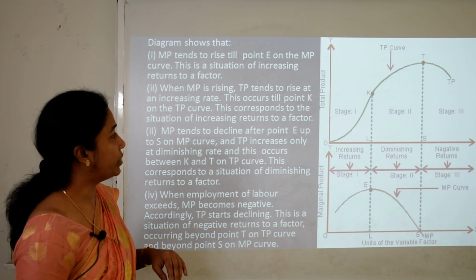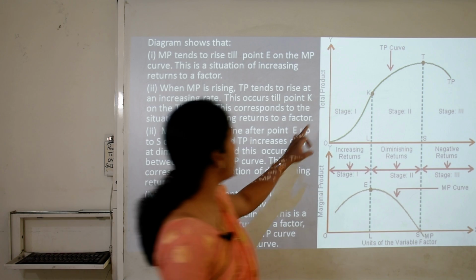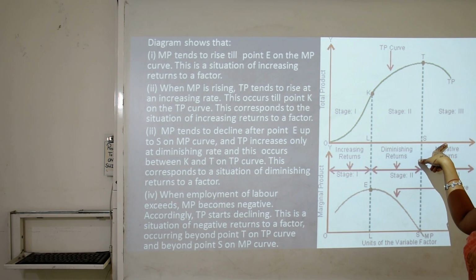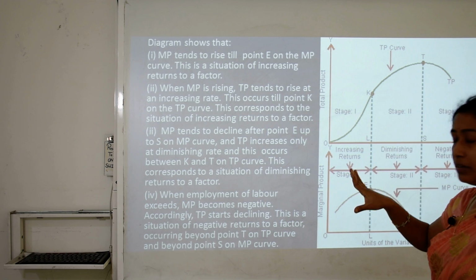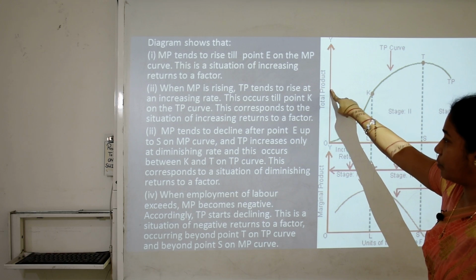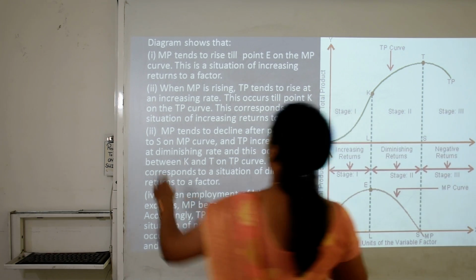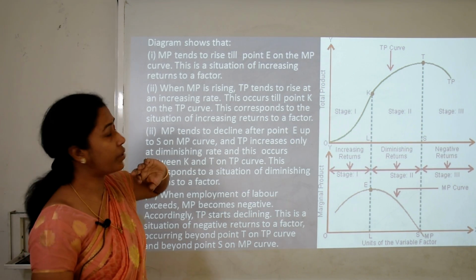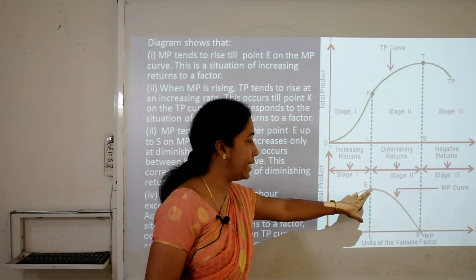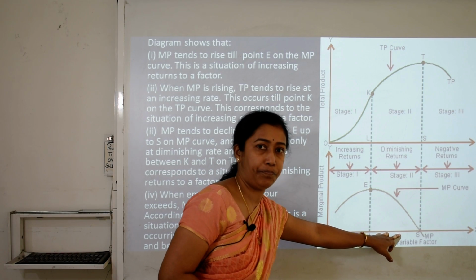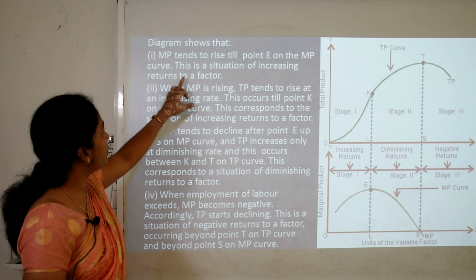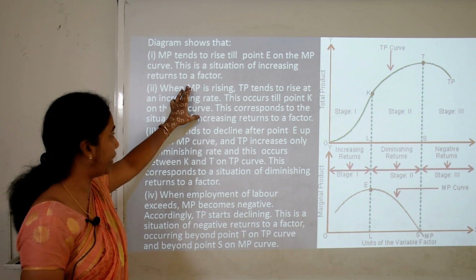Now in the diagram, you can see that this is total product. This is units of the variable factor which we are changing, that is labor, whereas land, which is a fixed factor, remains the same. This is marginal product, and this is total product on the OY axis. Here we can notice that marginal product tends to rise till point E. After that it is falling.